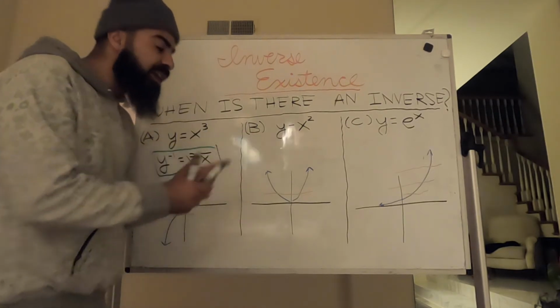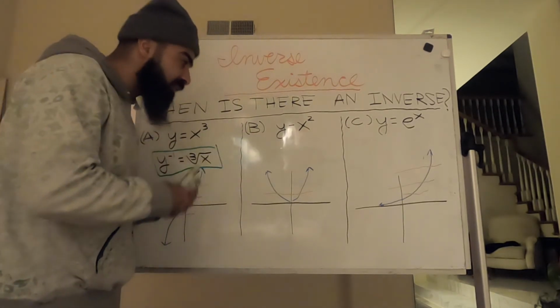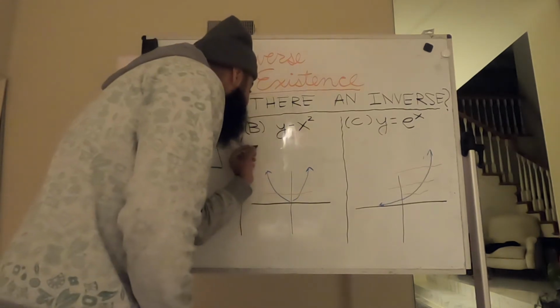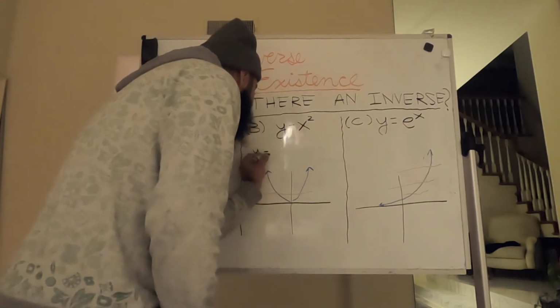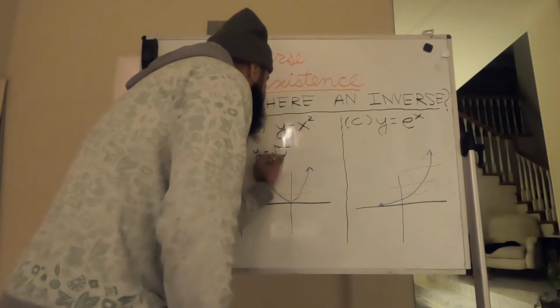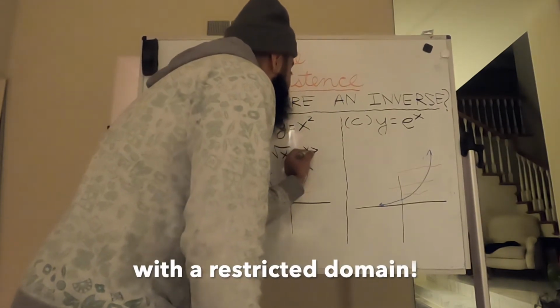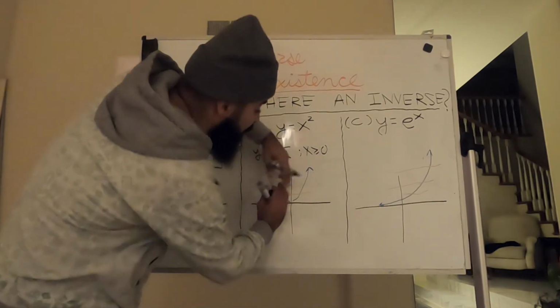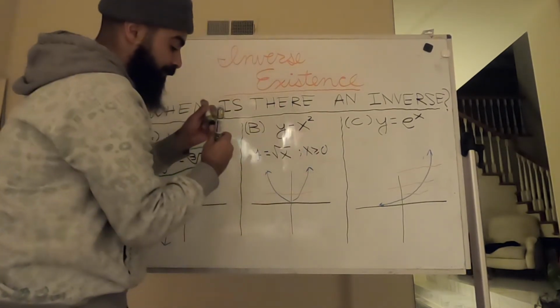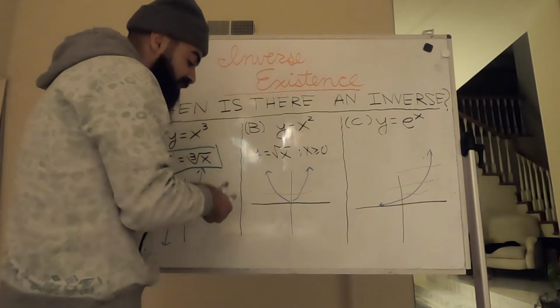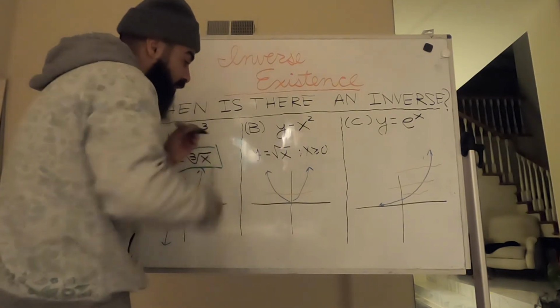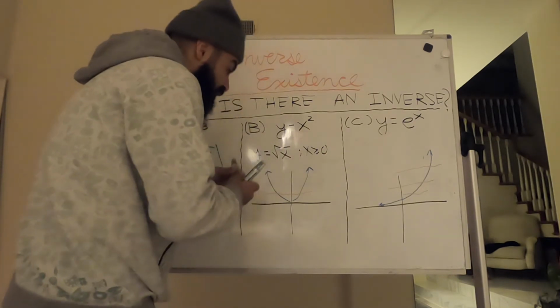X squared is not a one-to-one function. However, if you wanted to find the inverse, it would be y equaling the square root of x. However, x would have to be greater than or equal to 0, so we would have to be looking at this side of the graph only. Technically, this one does not have an inverse, but if you restrict the domain, it would. So this would be the inverse for this one.